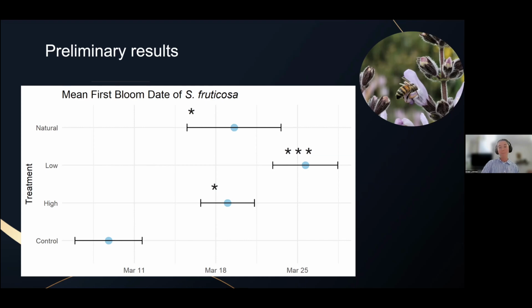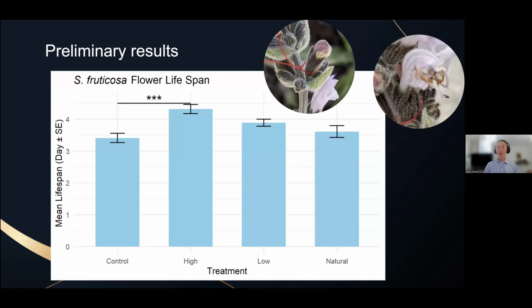frequencies. Now, when we look at the individual flower where we monitor the lifespan of the flower, we see that the high treatment, which is a 66% reduction in irrigation and 9 irrigations, this flower is actually living longer than the control treatment. And we did not find any significant difference between the low treatment and the natural treatment in comparison to the control.